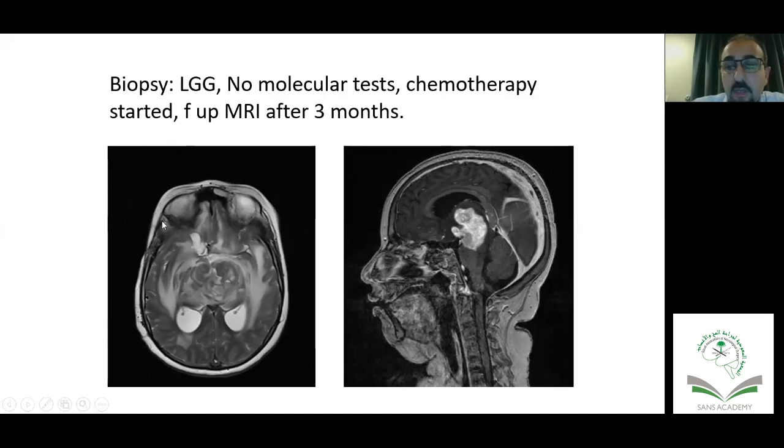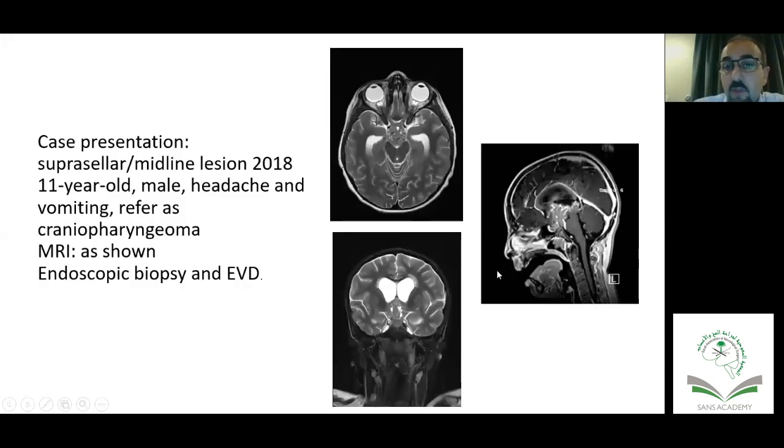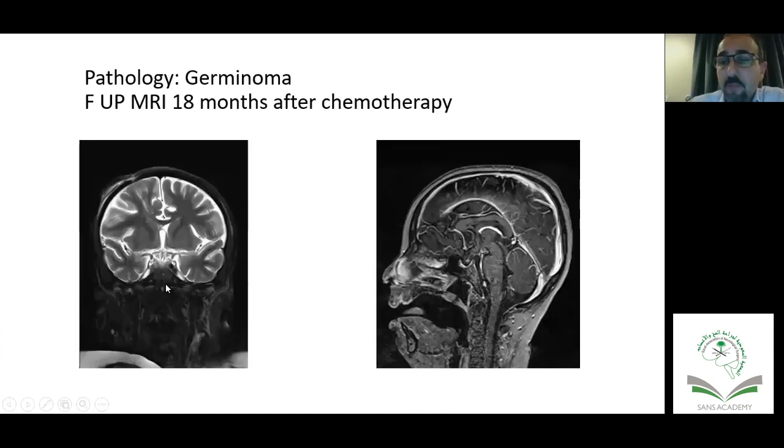Again, I think molecular testing is very useful for the subcases, to get a definitive pathological diagnosis and plan treatment. Another example, again a midline suprasellar lesion. An 11-year-old boy came in with obstructive hydrocephalus, and he was referred as craniopharyngioma. I wasn't comfortable. Look at the sagittal. I said we'll do a biopsy first, endoscopy, biopsy, EVD. And the biopsy came back as germinoma. So remember, not all midline suprasellar lesions are optic pathway glioma or H3K27. This is after chemotherapy, 18 months after chemotherapy.